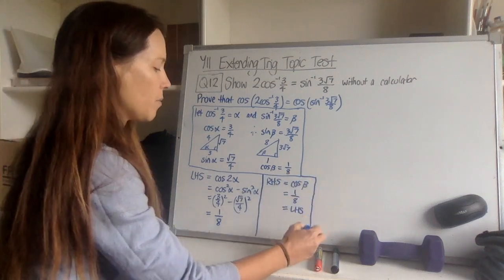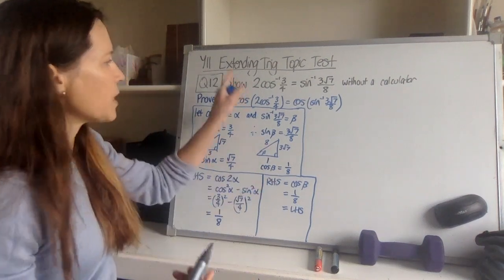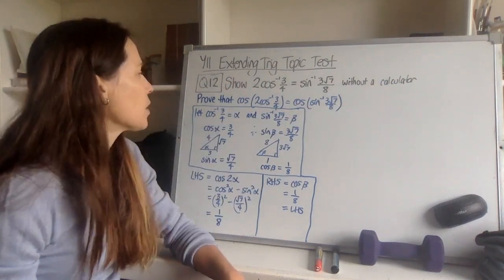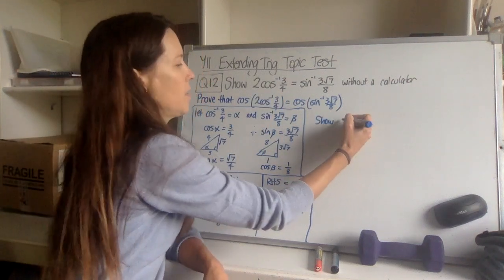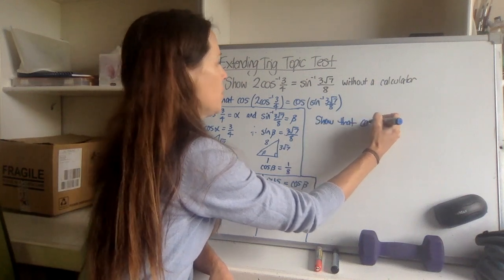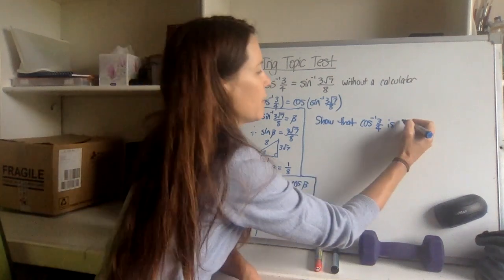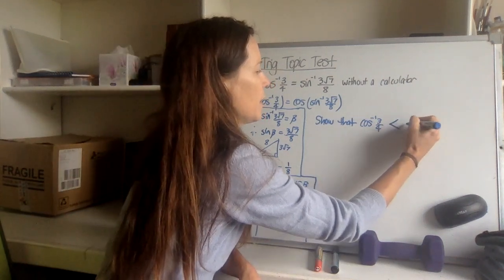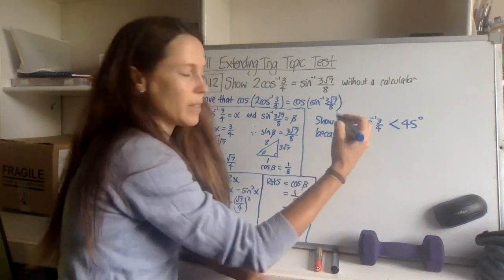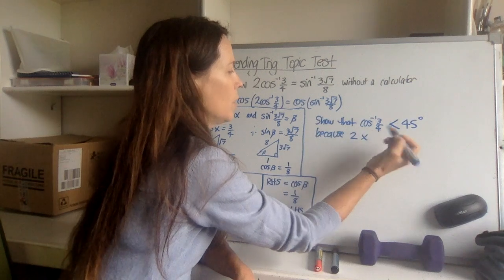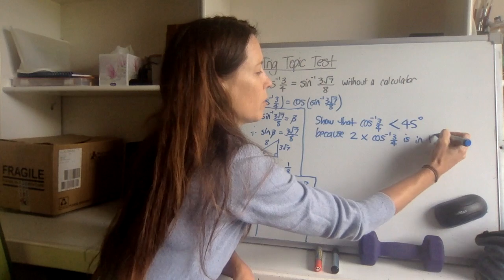So now the only other part that we need to take care of is just checking that the size of the angles is going to work, because we need to prove this without a calculator. So what we basically need to show is that the inverse cos of 3/4 is less than 45 degrees. Let's just write it like this, less than 45 degrees. Just to make it really clear, write it out as a sentence, because 2 multiplied by this angle is in the first quadrant.